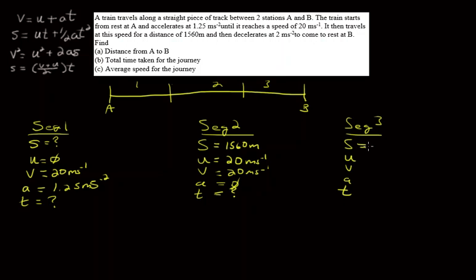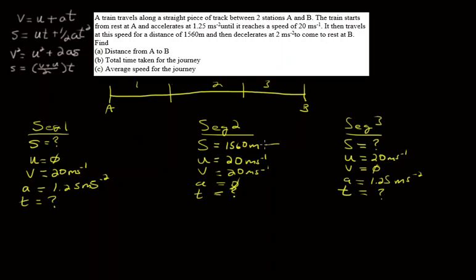Finally, segment 3, where it starts decelerating. So this train got up to speed, traveled at that speed for a while, and then slowed down to come to the second station. We don't know what that final distance is. Its initial velocity, 20 meters per second. That's what it was doing when it started this particular segment. Final velocity, it came to rest at B, which is 0. Acceleration, 2 meters per second squared. And the time, who knows? They didn't tell us.